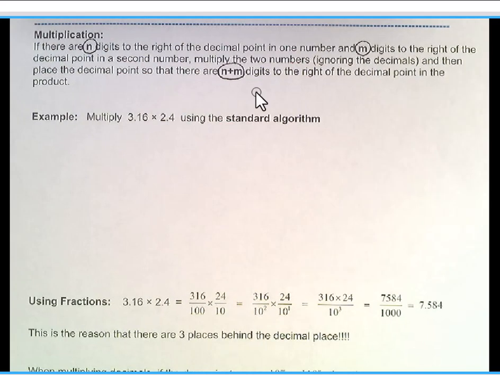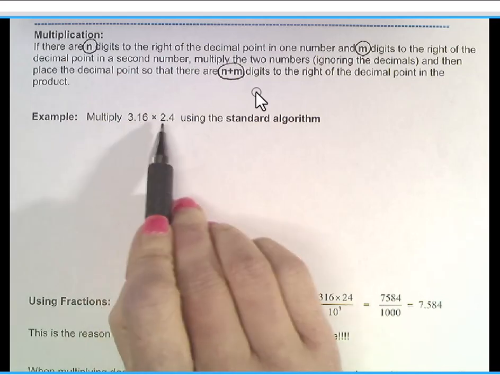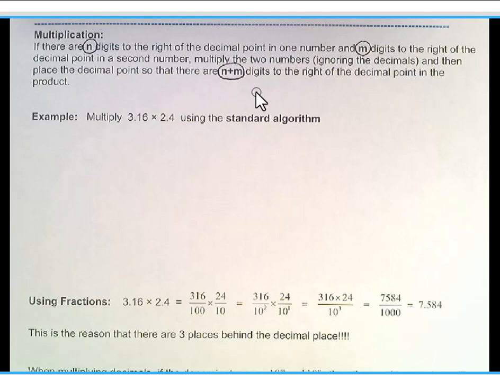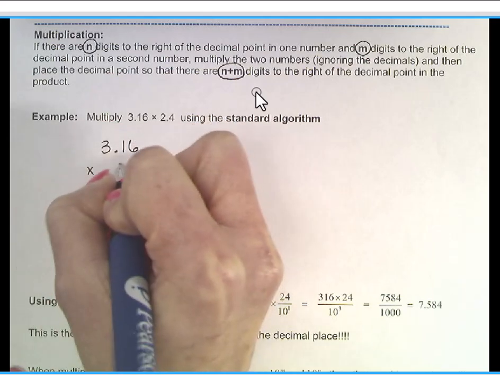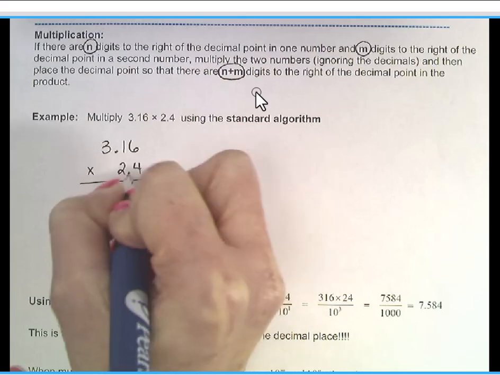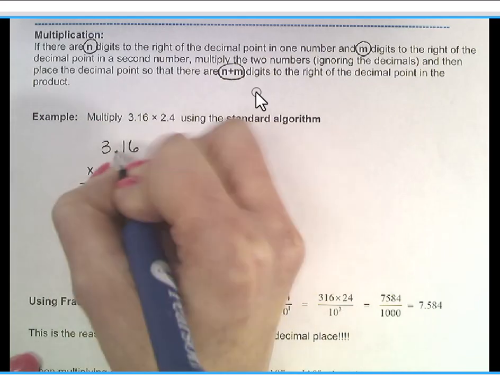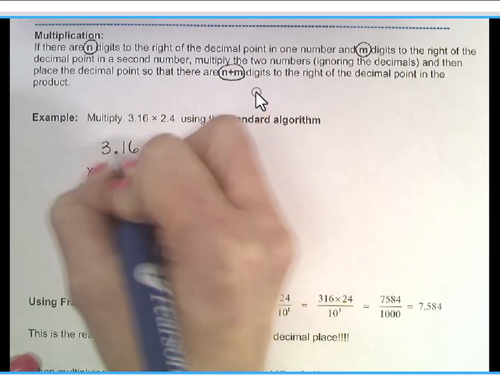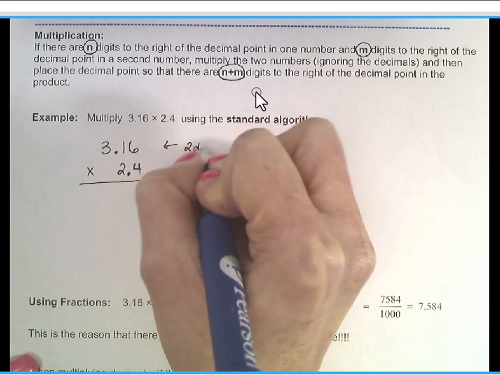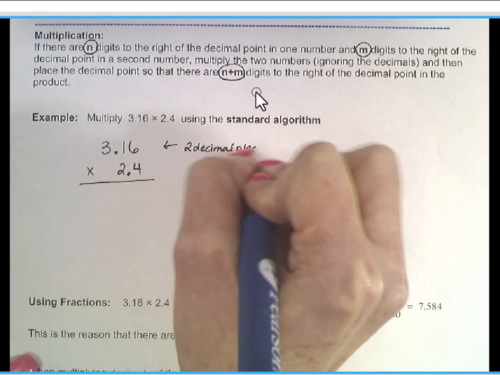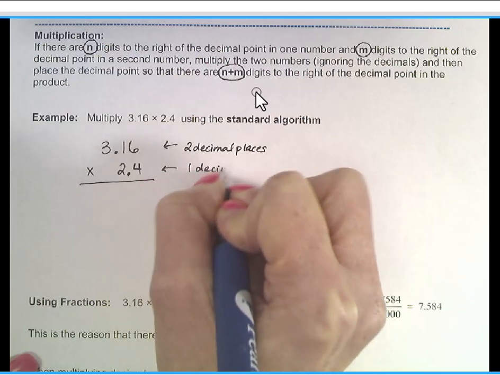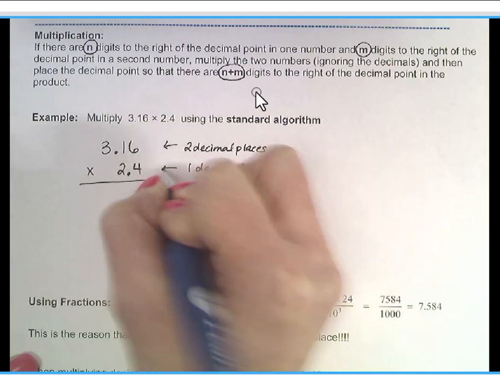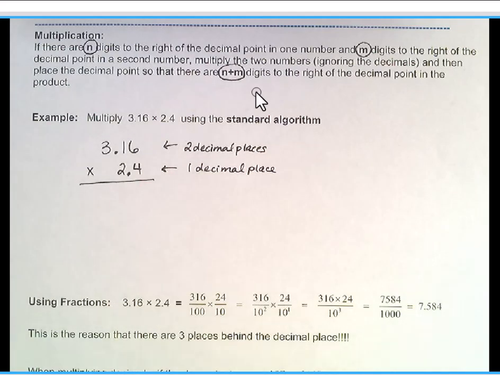Let me show you through an example. We're going to multiply 3.16 times 2.4, that is 3 and 16 hundredths times 2 and 4 tenths, using the standard algorithm. We don't line the decimals up here. Before we start multiplying, notice this number has 2 decimal places to the right, the 1 and the 6. This one has 1 decimal place to the right of the decimal. Just making a mental note here.